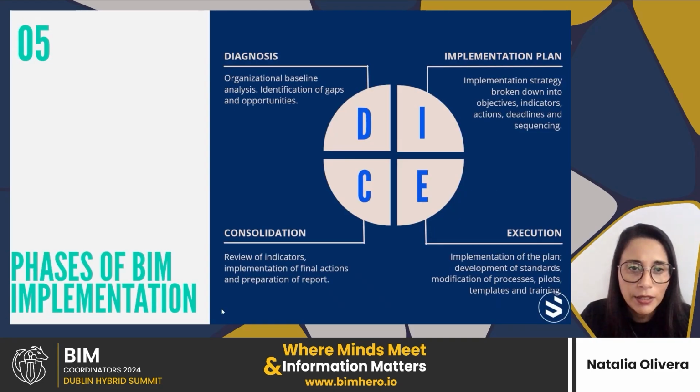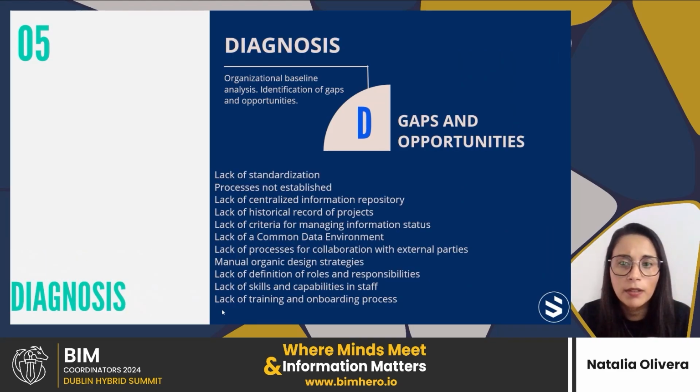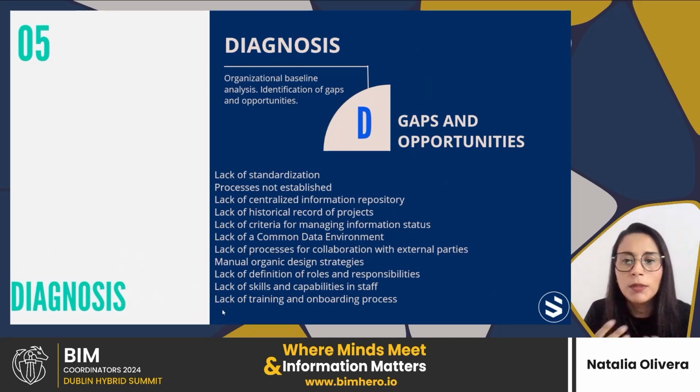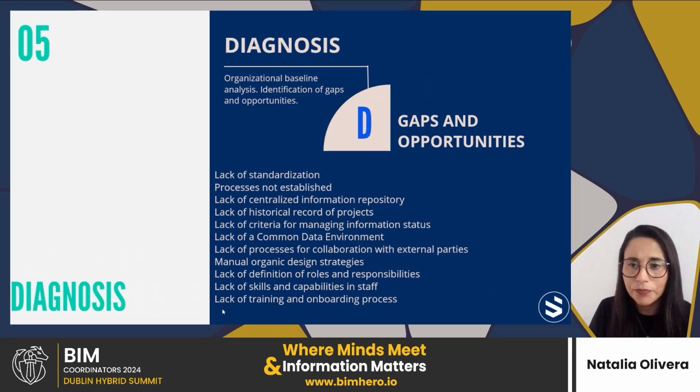So here are the phases of the BIM implementation process that we have been discussing. The first phase is the diagnosis. We will carefully analyze how the company operates, looking at how information flows, who is involved, key suppliers, and the organizational structure. We will observe daily operations to understand how things currently work at the company.